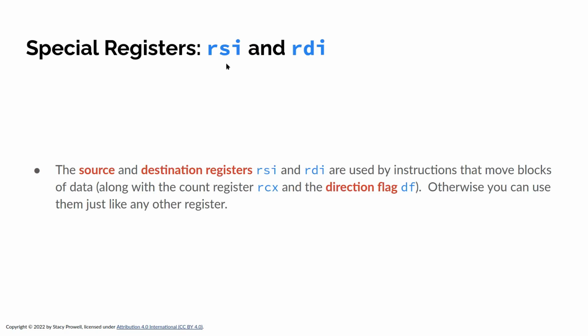The source and destination registers, same thing. They are implicit arguments to certain instructions, but otherwise, they're just ordinary registers.